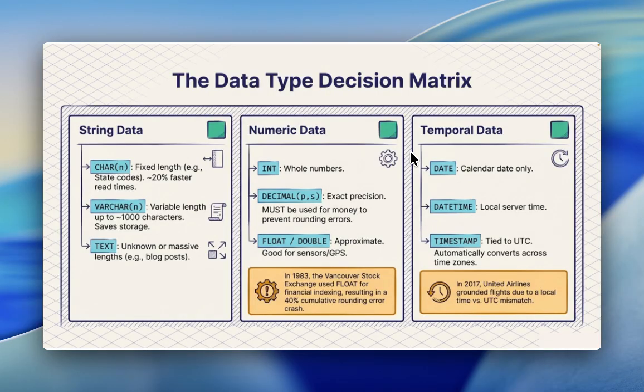Temporal data: DATE is calendar data only, DATETIME uses local server time, and TIMESTAMP is tied to UTC and automatically converts across time zones. Airlines grounded flights due to local time versus UTC mismatch.